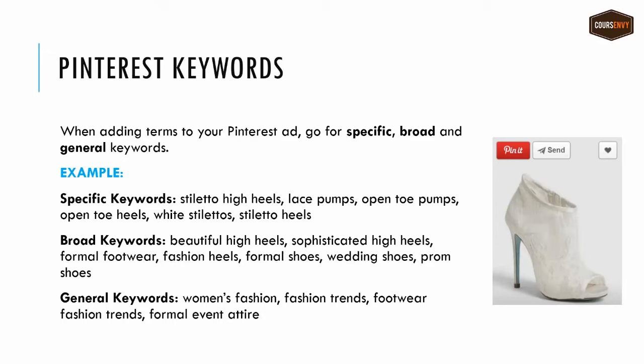So take a look at this pin of this high heel. The keywords that I would pick, first for specific: stiletto high heels, lace pumps, open toe pumps. As you can see, these are very specific to what this type of shoe is. Next, broad keywords: beautiful high heels, formal shoes, wedding shoes. Still talking about the heel, but a little bit more broad. Then finally, general keywords: women's fashion, fashion trends, formal event attire. These are general, but may pique that person's interest just because it's in that category.